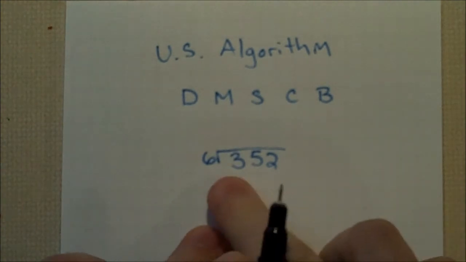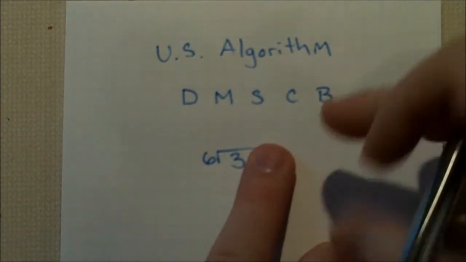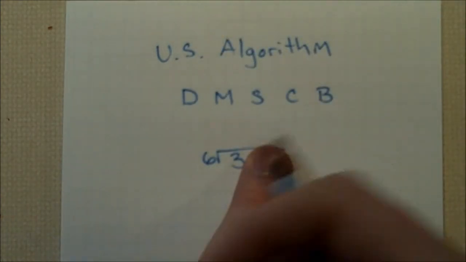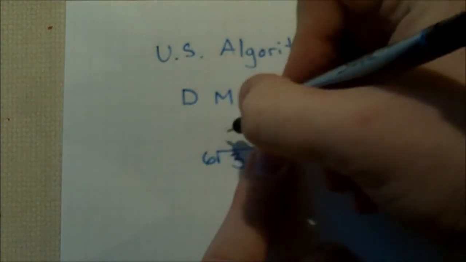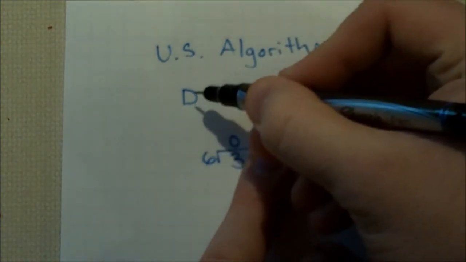So we don't look at 352 as a whole number. We look at it piece by piece. So let's look at 3 first, and we divide. 3 divided by 6, or we can ask ourselves, how many times can 6 go into 3? Well, I know that 6 can go into 3 0 times. So that's how we divide.